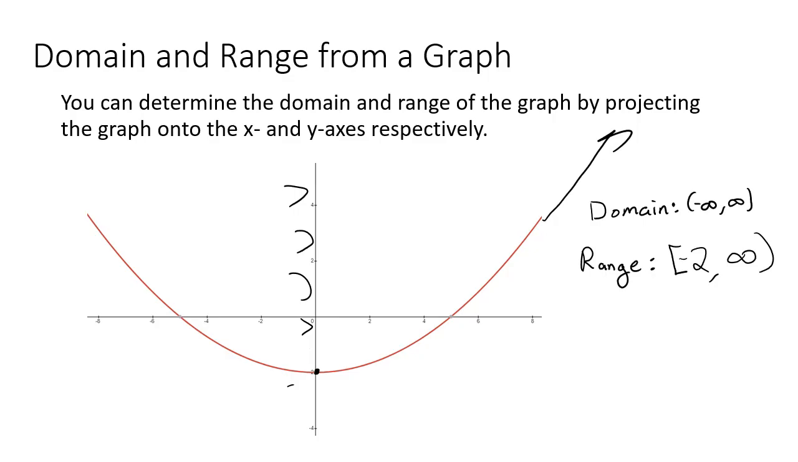All right, so again, to summarize, it's about trying to figure out what part of the x-axis is covered and what part of the y-axis is covered. For the domain, this thing goes forever to the left and forever to the right, so all real numbers. For the range, this thing bottoms out at -2, but it does go forever in the upwards direction. So the range is -2 to positive infinity.